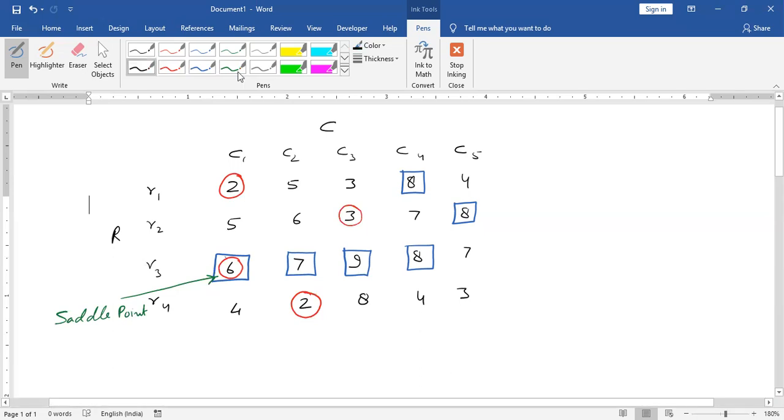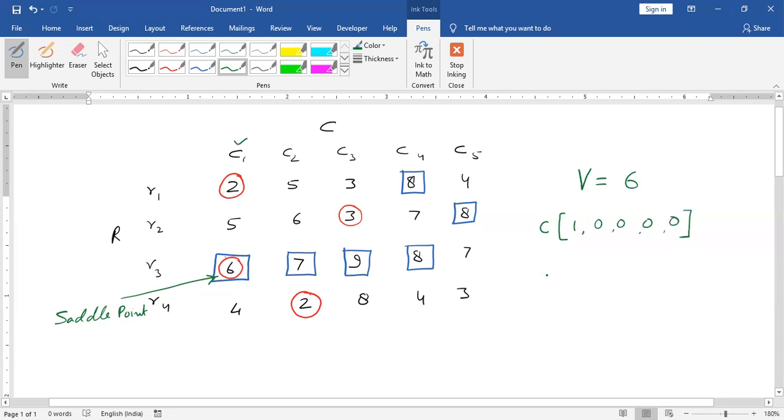So the value of game, V, is equal to 6, because the value at the saddle point is 6. And if we're talking about strategy, player C has 5 strategies in this question, and the saddle point exists in column 1. So the value of C1 is 1, and the rest of the values are 0.